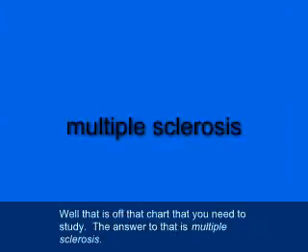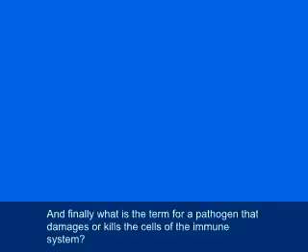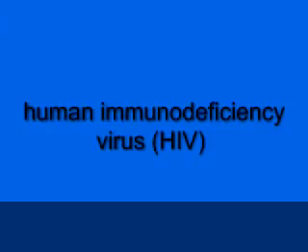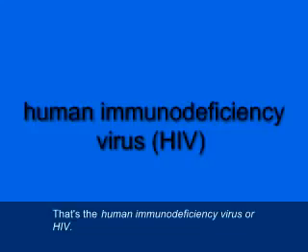Well, that's off that chart you need to study, and the answer to that is multiple sclerosis. And finally, what is the term for a pathogen that damages or kills the cells of the immune system? That's the human immunodeficiency virus, or HIV.